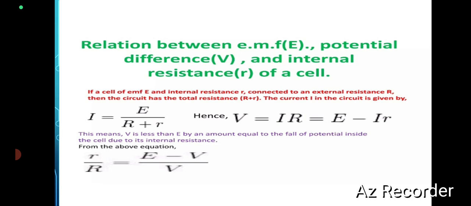This means V is less than E by an amount equal to the fall of potential inside the cell due to its internal resistance. From the above equation, r divided by R is equal to E minus V divided by V.